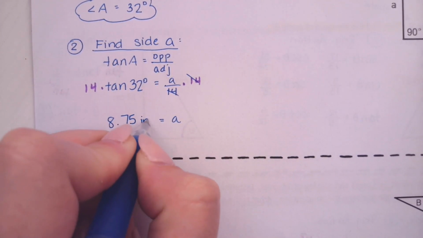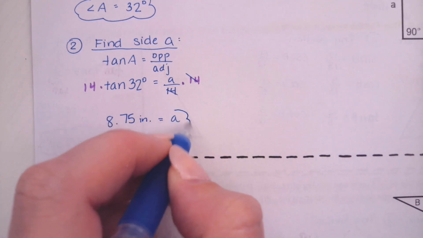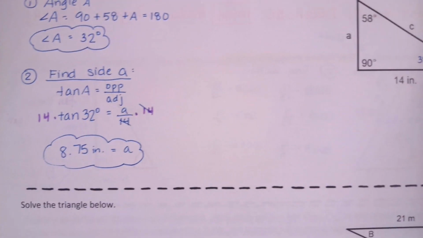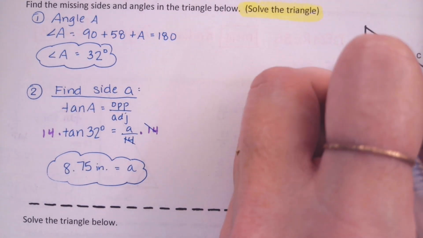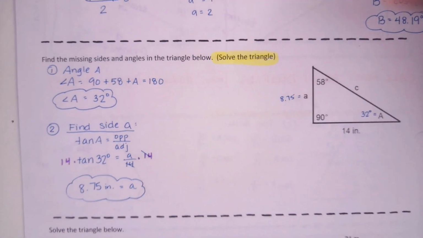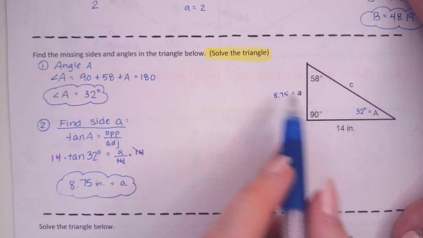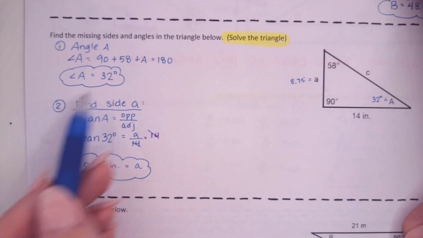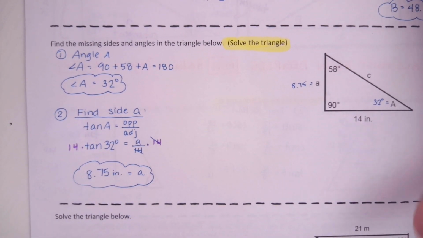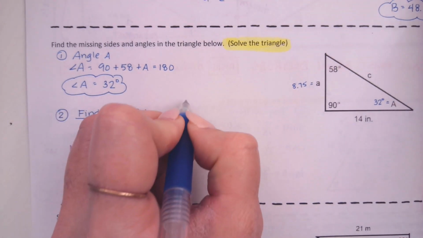I'm going to call these inches since they labeled one of them. To find side C, now you have options. You could just do the Pythagorean theorem, a squared plus b squared equals c squared. You could do another one of these tiny little trig equations where you're just solving for part of it. It doesn't really matter.